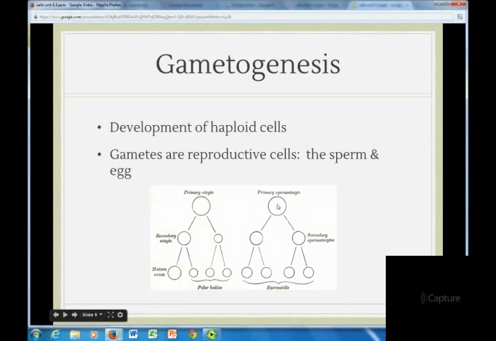In the male, you have your sperm production, and you start out with 1 cell. It undergoes meiosis 1 to form 2 cells. Those will undergo meiosis 2 to form 4 cells.